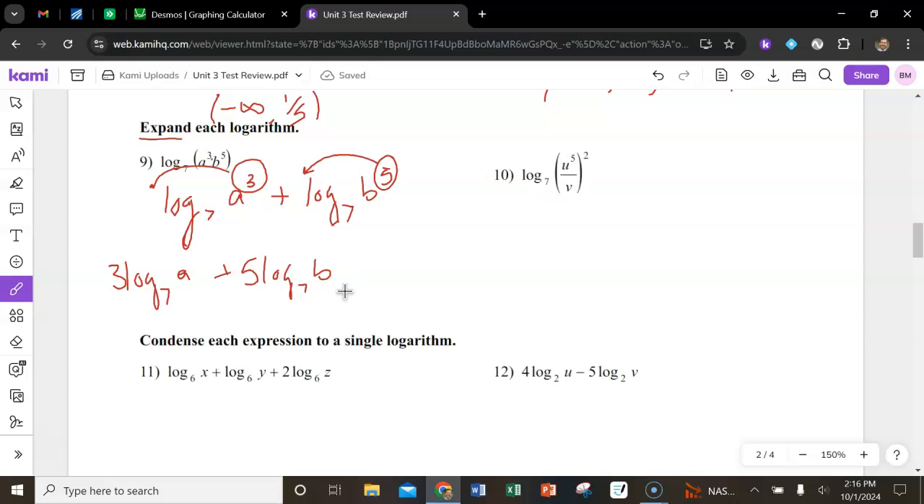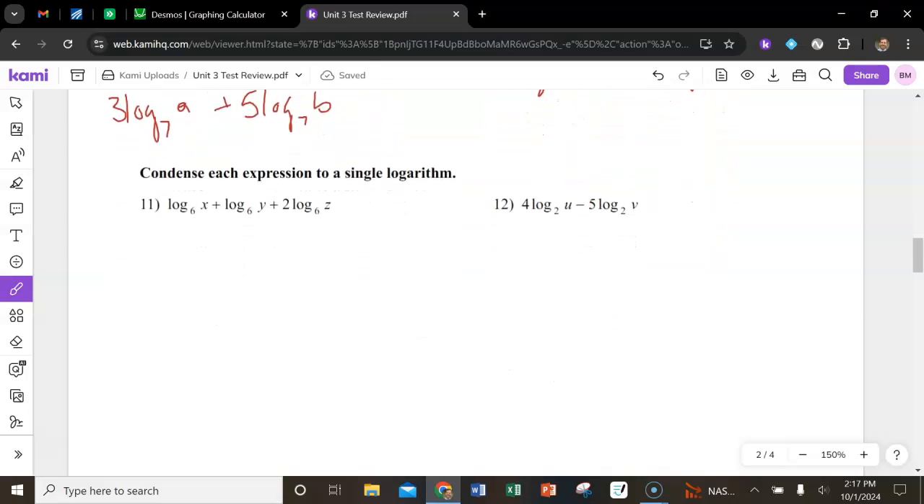On number 10, the first thing you'd want to do is bring that exponent in, and if you did that, that would be u to the 10th, and that would be v squared. But then we're going to do kind of the same thing. If it's division, it's just subtraction instead of addition. So we're going to go 10 log base 7 of u minus 2 log base 7 of v. And that's going to be your final answer there.